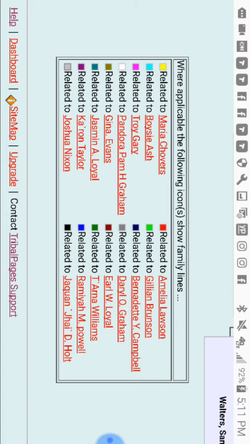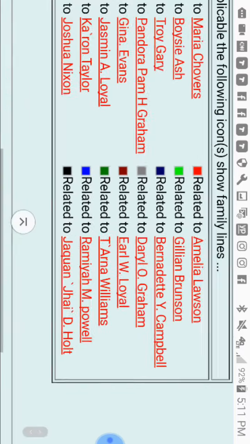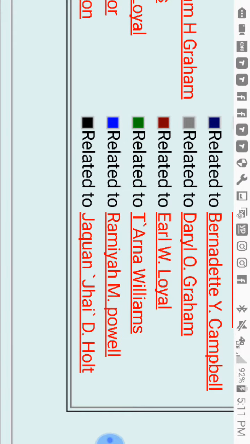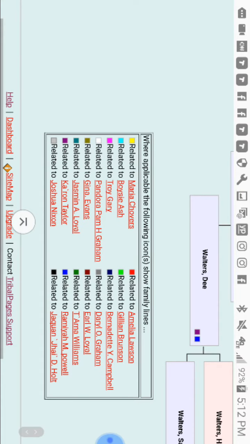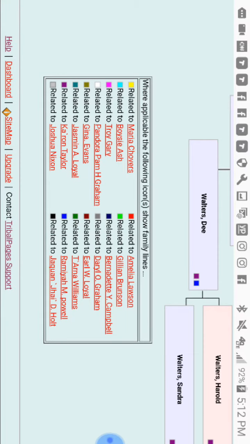My little cousin, a couple once removed, my little cousin Jai down here, Jaquan, that's one of my cousins. Jai's color is black. Then you have Gina's great grandfather, Joshua Nixon. His color, silver.